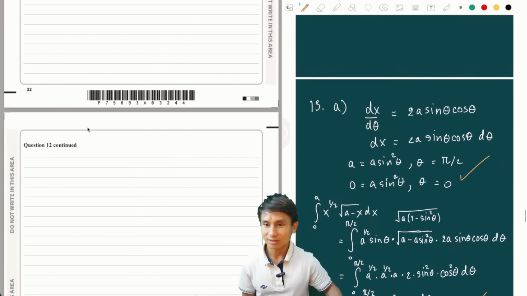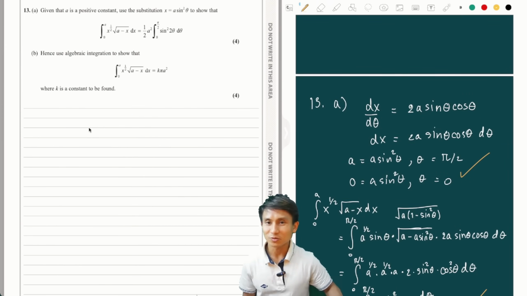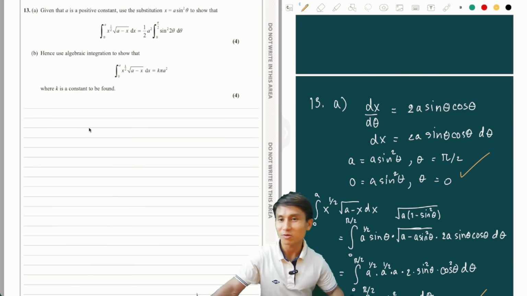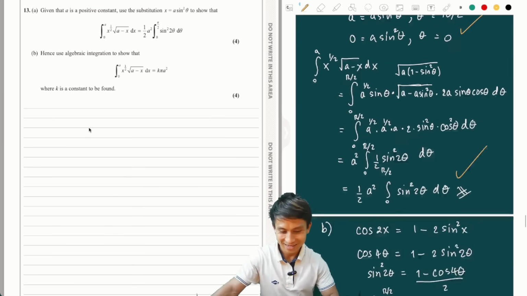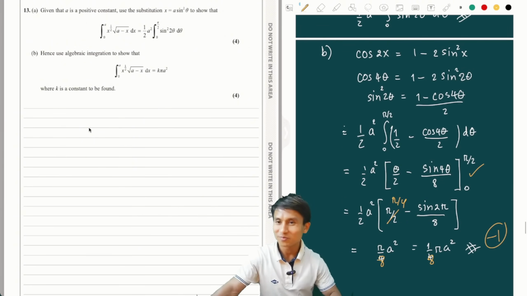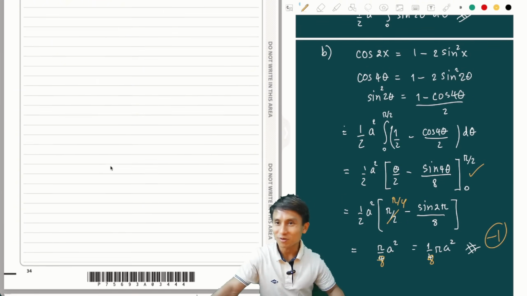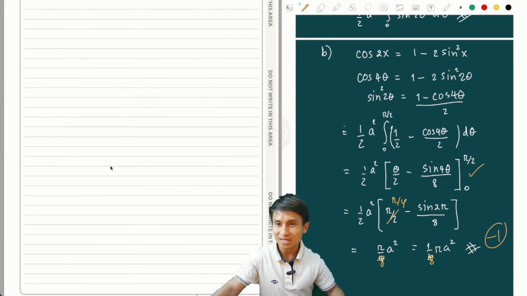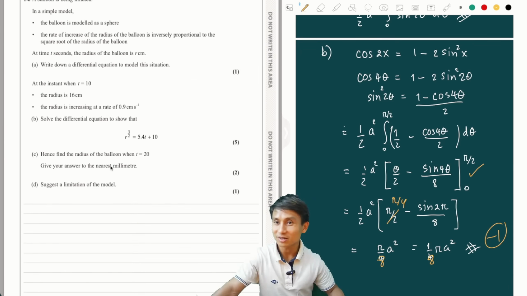Okay, 13. I lost more marks towards the end because it's now about midnight. The state of mind is probably a little shaky when it's getting darker and darker.